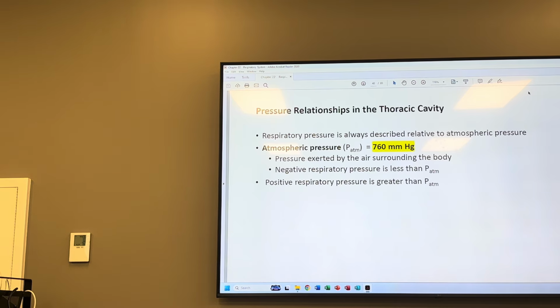Between 6 and 7 miles. Okay? And that's because this is where we have the least resistance. Got it? There's more resistance where there's more air down here. There's less resistance where there's less air up there. Does that make sense? Okay.